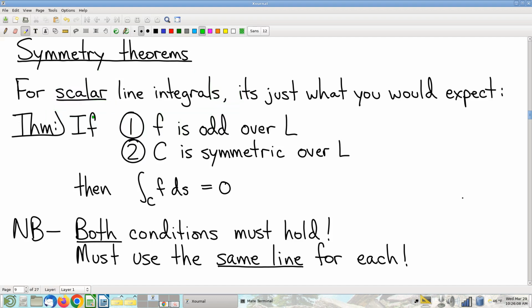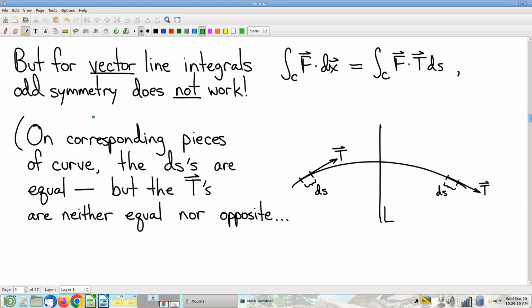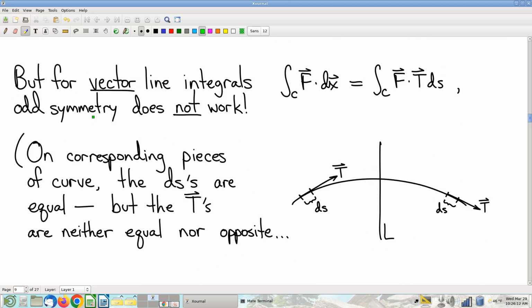And in particular, if you were to try to apply this to vector line integrals, it does not work. There is no odd symmetry theorem for vector line integrals. And it's not that it just hadn't been proved or hadn't been written down. It's that it's false. It's not true. You can't because it's wrong.